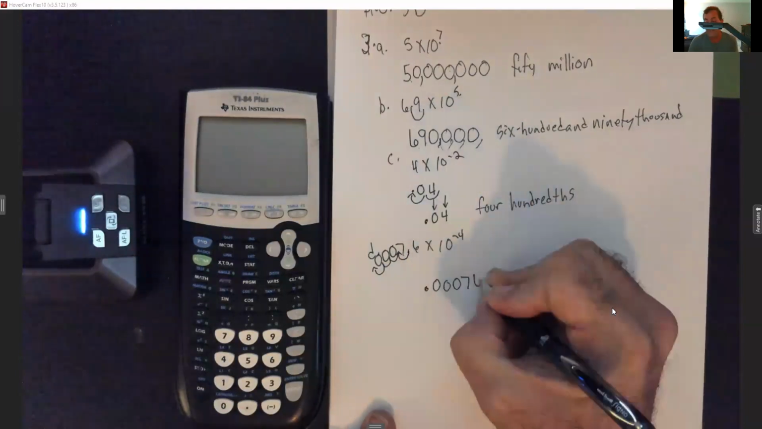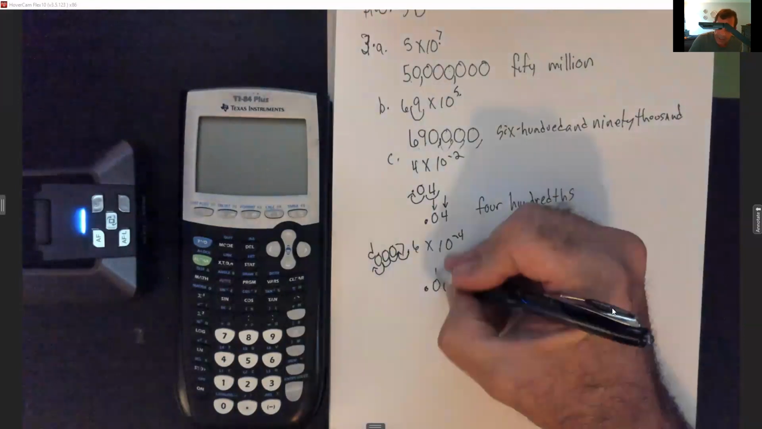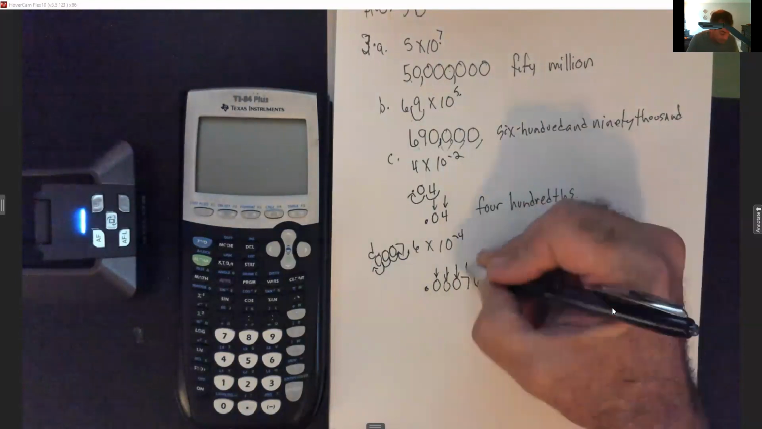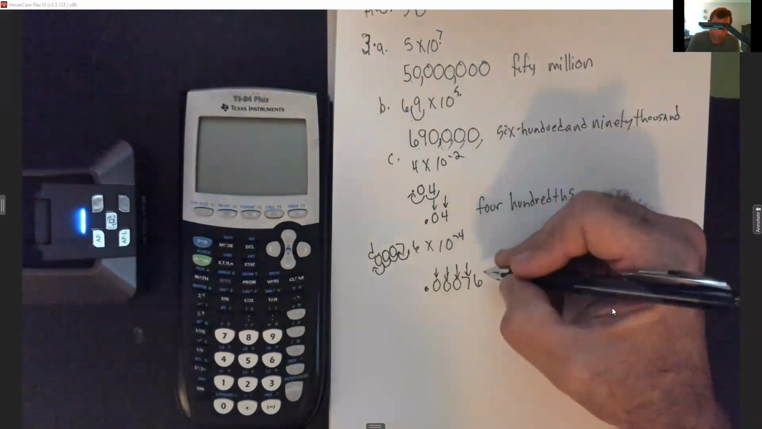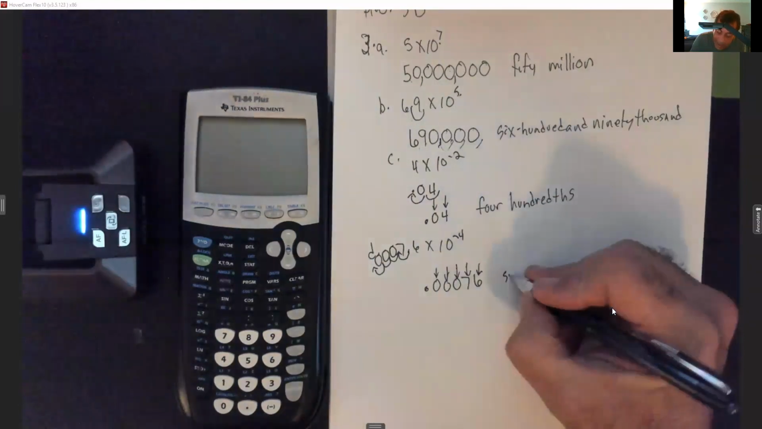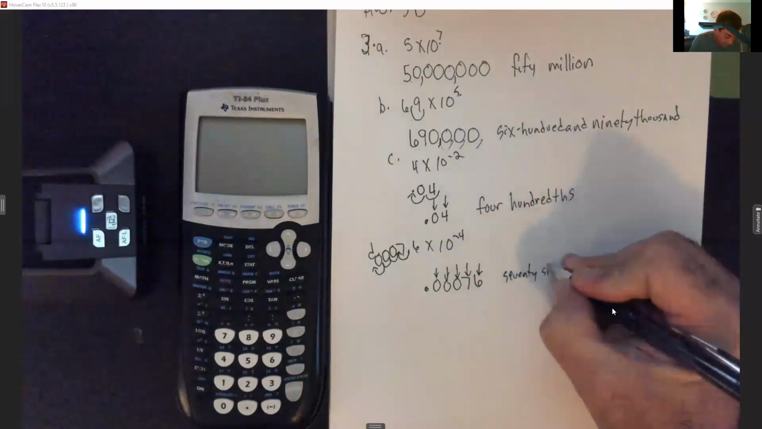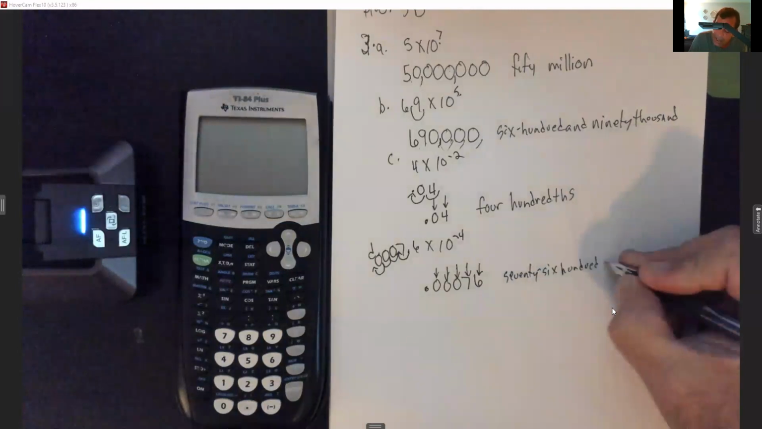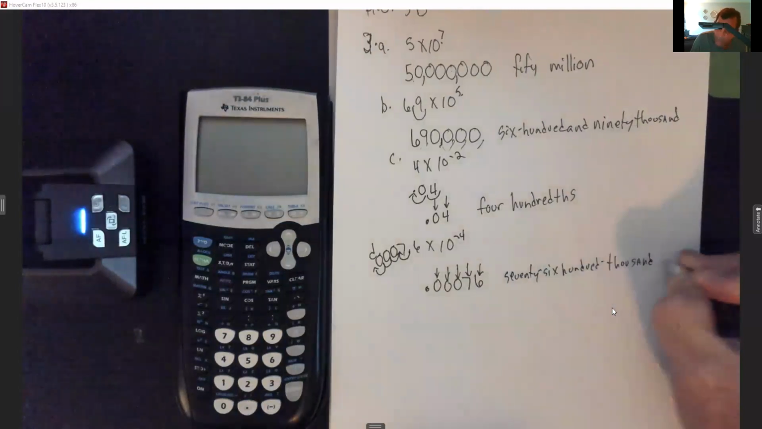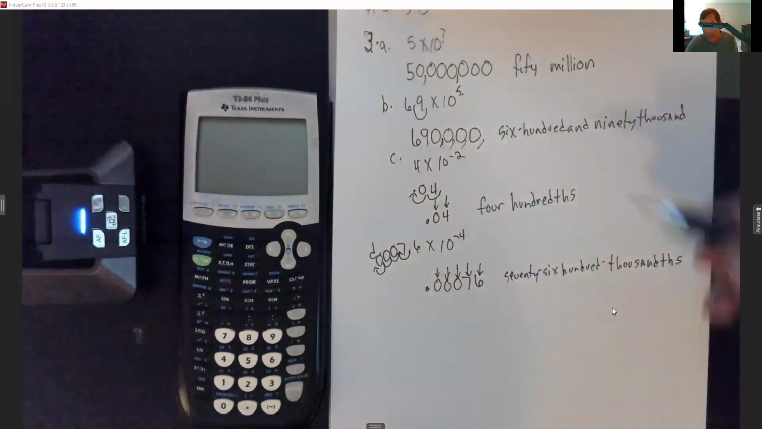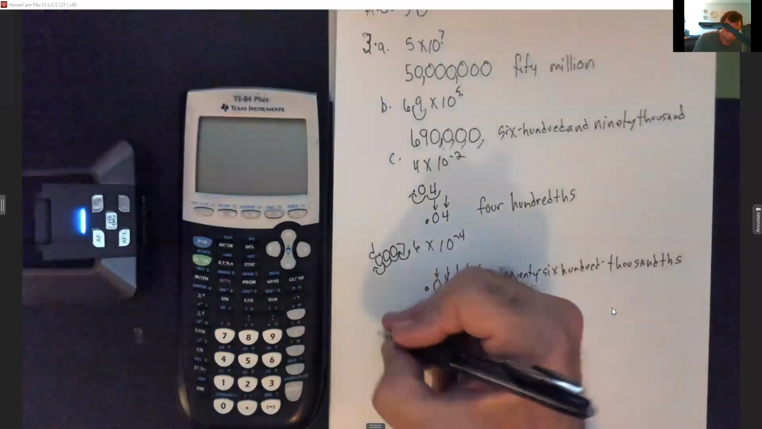0.00076. So let's see. There's your tenths, hundredths, thousandths, ten thousandths, hundred thousandths. So this would be 76 hundred thousandths with a TH because it is a decimal. All right, so those you had to rewrite and say what they mean. Number 4.